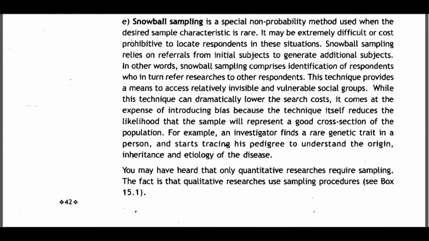While these techniques can dramatically lower the research cost, it comes at the expense of introducing bias, because the technique itself reduces the likelihood that the sample will represent a good cross-section of the population. For example, an investigator finds a rare genetic trait in a person and starts tracing his pedigree to understand the origin, inheritance, and etiology of the disease.